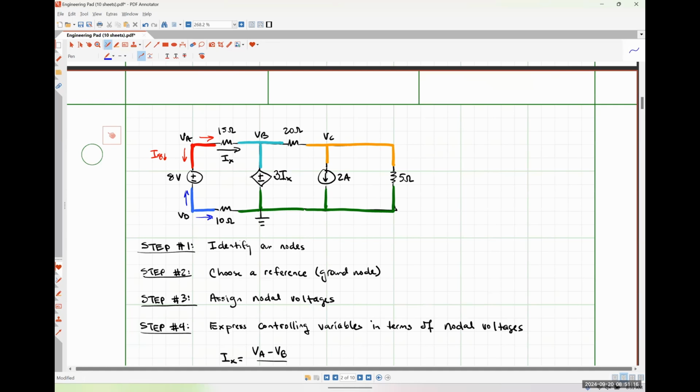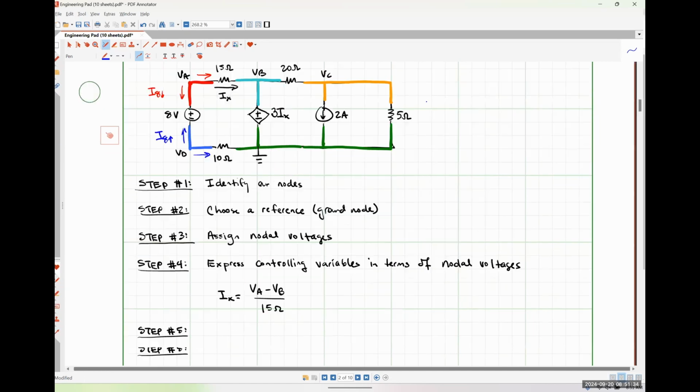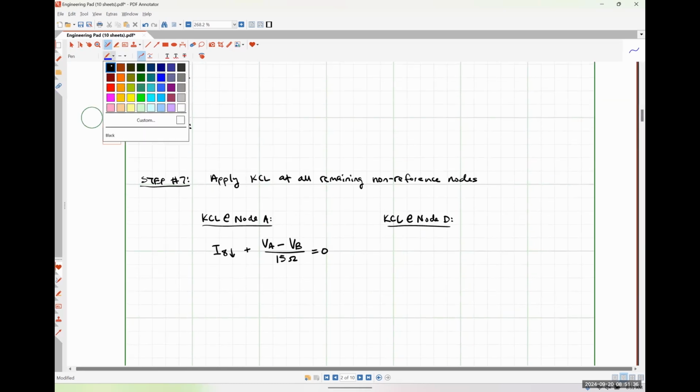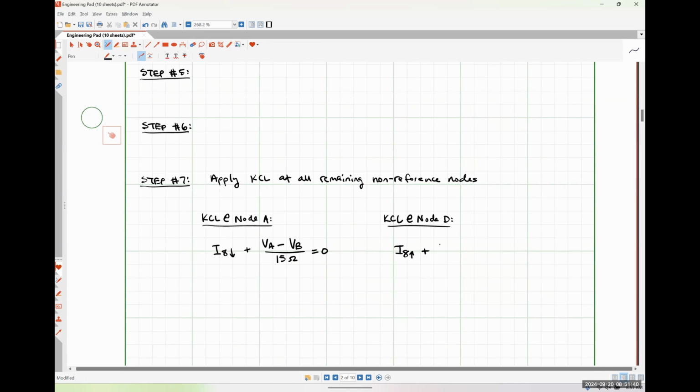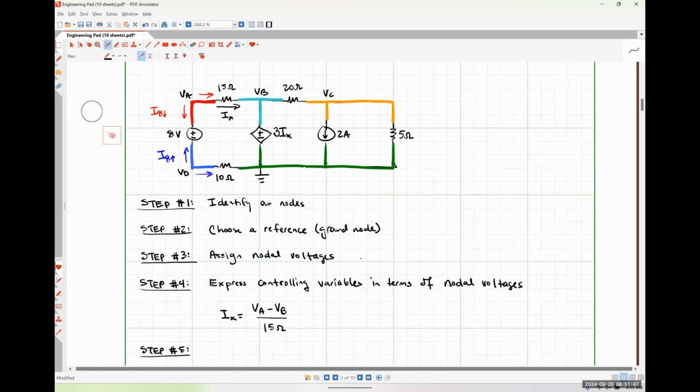So the current flowing through the 10 ohm resistor, once again, is very well defined. That would just be VD divided by 10 ohms. The current flowing up through the 8-volt source, we can't express in terms of our nodal voltages. So instead, I would probably just have to call this I8 up. Okay. So that we would have I8 up plus VD over 10 ohms is equal to 0. Let me scroll and make sure that is indeed a 10 ohm resistor.